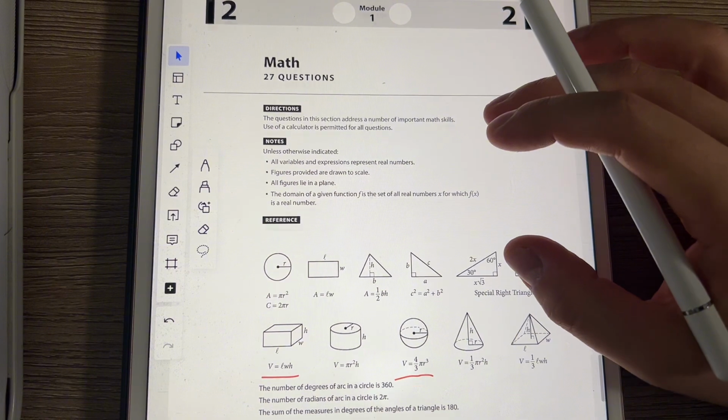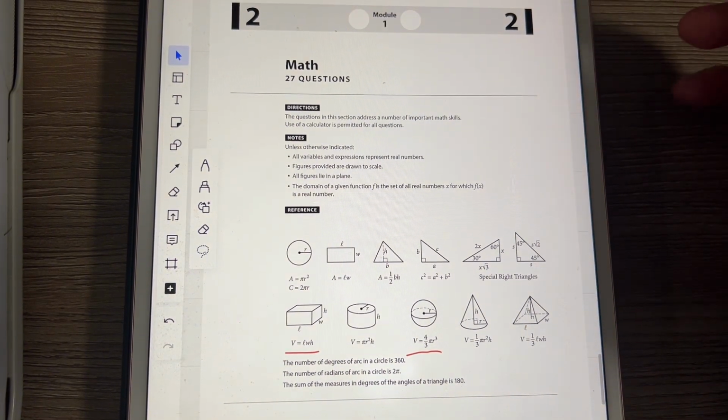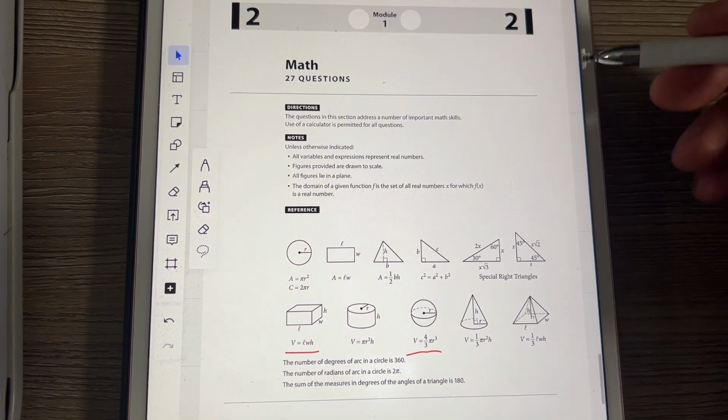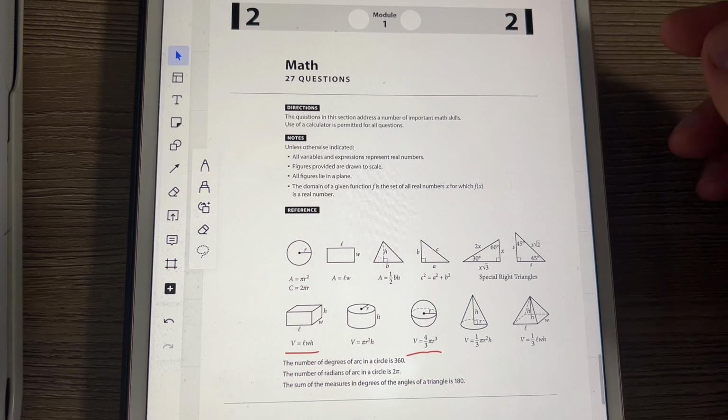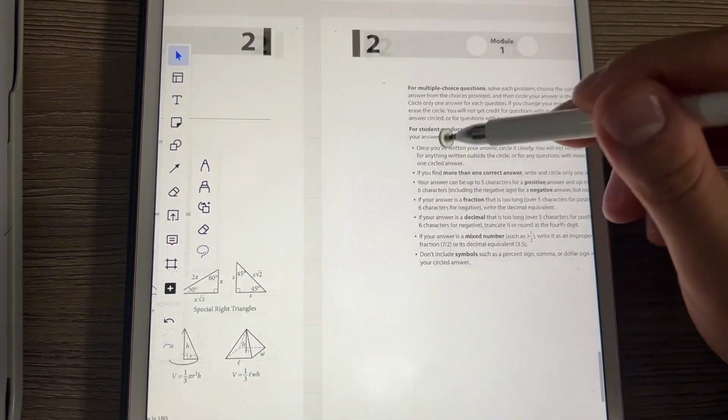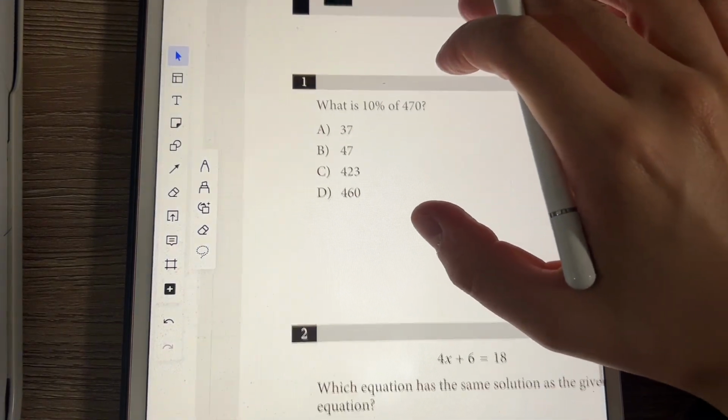Now, take a quick look at the reference sheet. If you see any questions on triangles, circles, rectangles, or three-dimensional shapes, you may be able to find some answers here. Let's get started with question number 1.